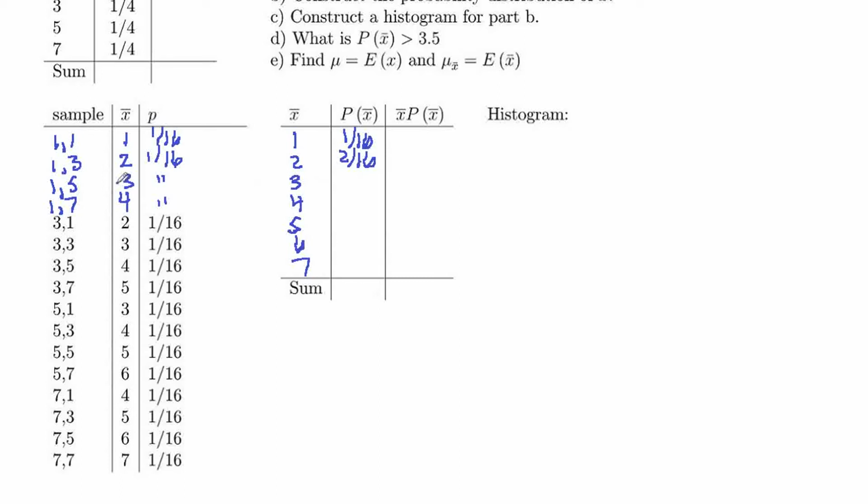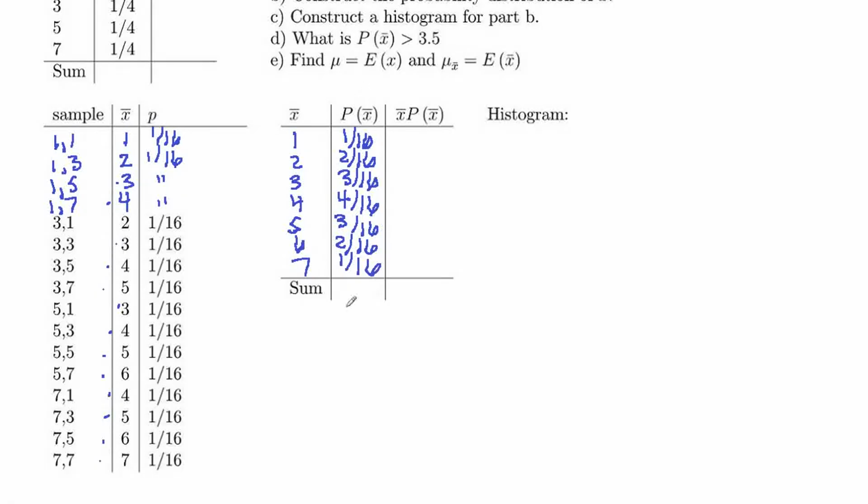3's, so we got 1, 2, 3, 3 out of 16. And then 4's, 1, 2, 3, 4, 4 out of 16. 5's, 1, 2, 3 5's out of 16 different sample means. 6's, we got 1, 2 out of 16. And then only one sample here has mean 7 out of 16.